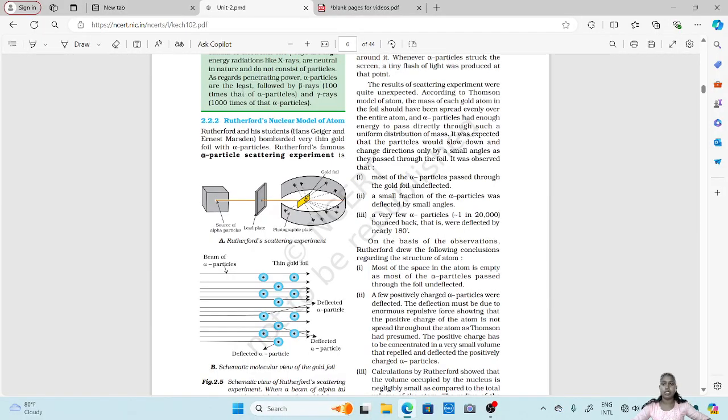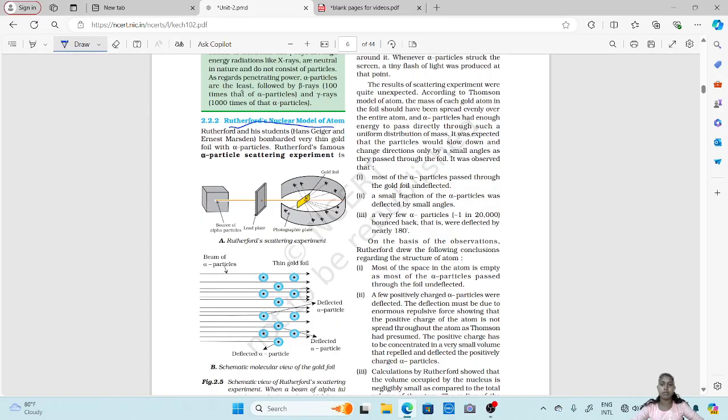So what Rutherford did is he did the nuclear model of atom. Rutherford's nuclear model of atom. Now Rutherford and his students, he didn't perform this experiment alone, he performed it with his students. So what is the name of his students? That is Hans Geiger and Ernest Marsden. So these are the two students of Rutherford.